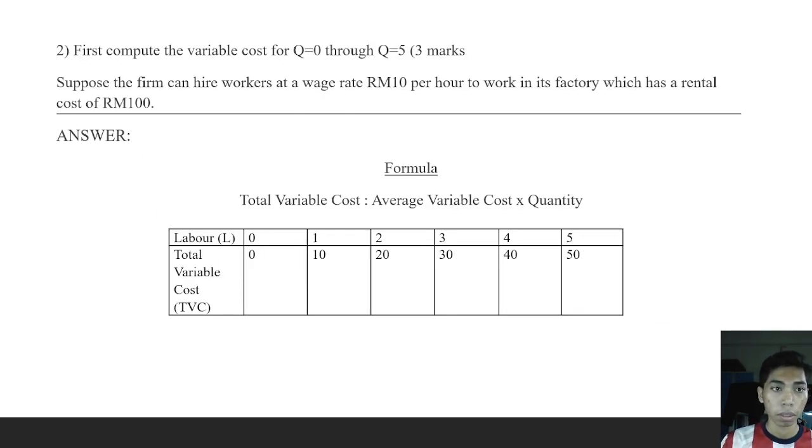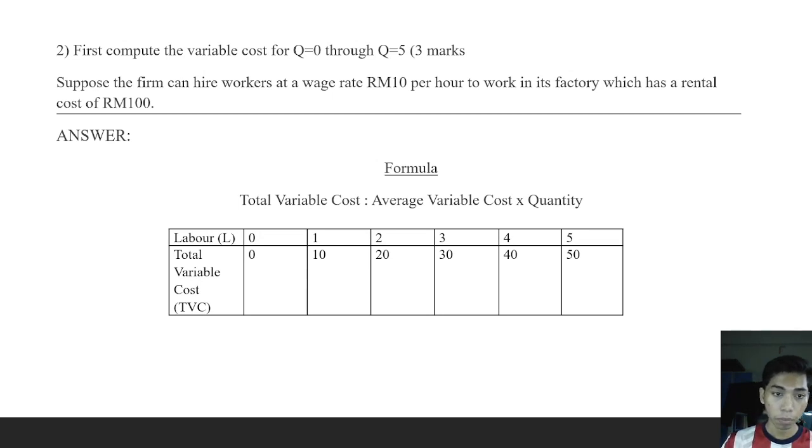Okay, next. First, compute the variable cost for Q equals 0 through Q equals 5. Suppose the firm can hire workers at a wage rate of RM 10 per hour to work in its factory, which has a rental cost of RM 100. So for the answer we use the formula: total variable cost equals average variable cost times quantity. Variable cost refers to the cost of inputs that change with output. So the variable cost is RM 10 per hour.